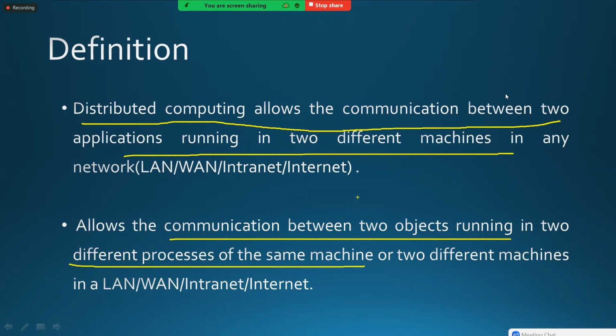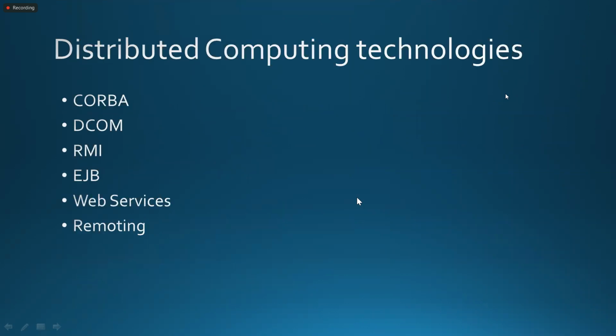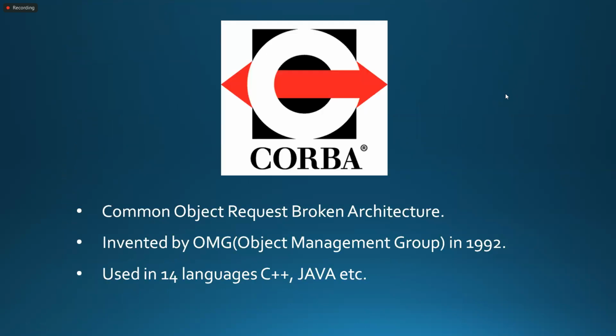That is distributed computing architecture. And these are all distributed computing technologies: CORBA, DCOM, RMI, EJB, web service, remoting. Actually, CORBA is Common Object Request Broker Architecture. More than 14 languages use this distributed architecture.